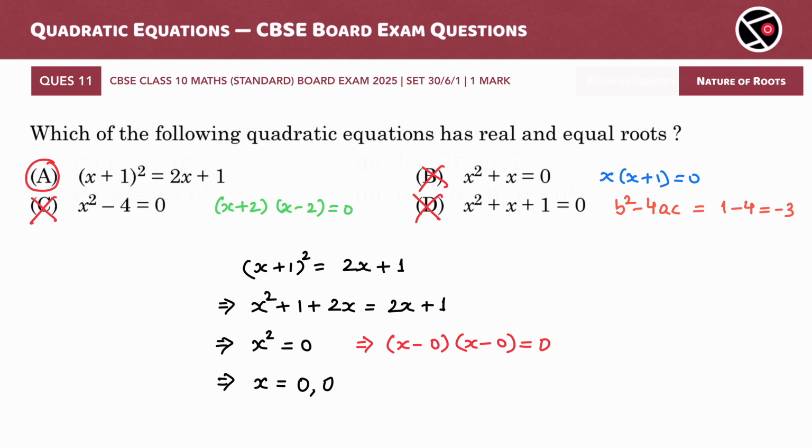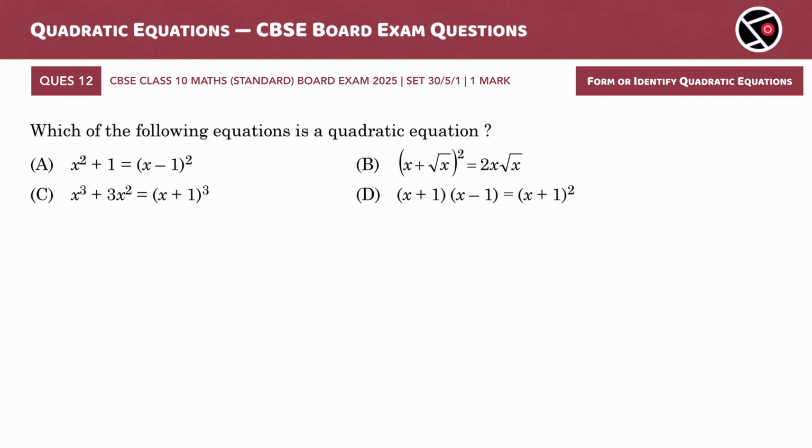The next question from 2025 board exam is slightly different. Pause and give it a try. We have to find the quadratic equation from the given options. For such questions, never rush to the conclusion. Make sure to analyze each option carefully. Option A. It is easy to see that x squared term on both sides will cancel out, and this is not a quadratic equation. No simplification is needed.